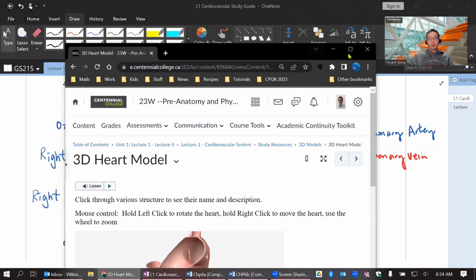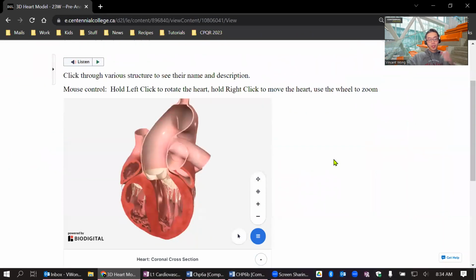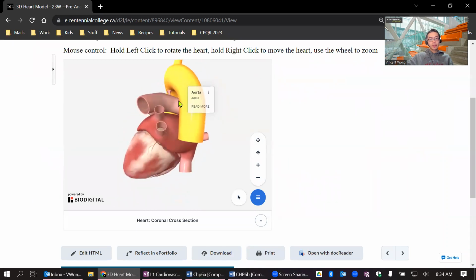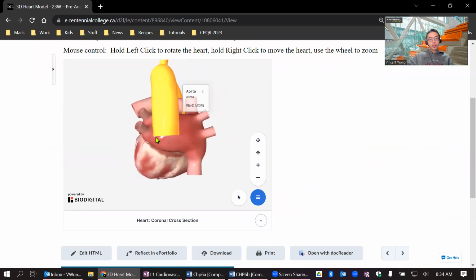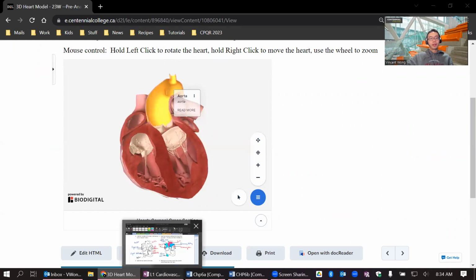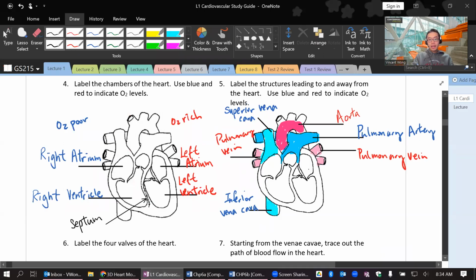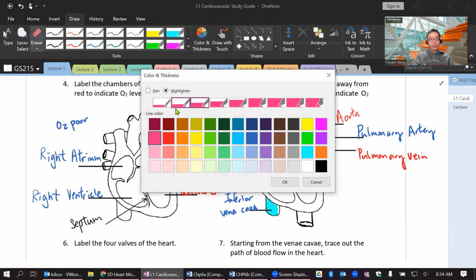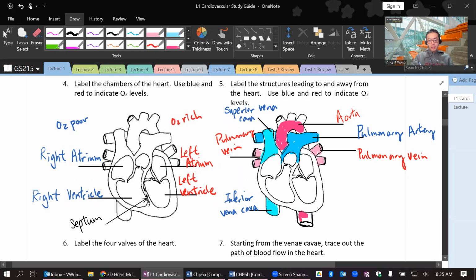If you look at the 3D model on eCentennial, you can see that this right here, that's the aorta. And if I rotate the heart, you can see it arches back like that, right? It continues bending downward behind the heart, and you can see it emerging down here below in our diagram. Right? So over here, I can add a little bit of a vessel here, right?